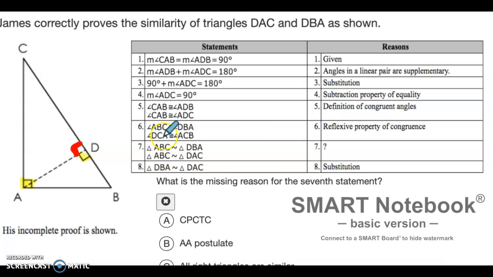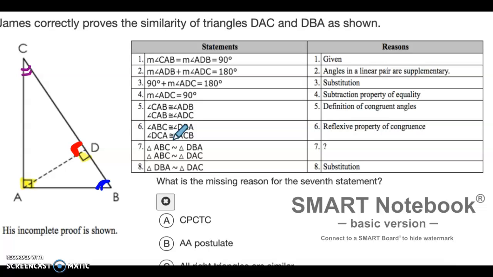Next, we use the reflexive property to say that angle ABC, so angle ABC down here, is congruent to angle DBA, which is also right here. So that's just saying that, hey, this angle is congruent to itself. Same thing here, oops, sorry, I skipped a step, angle DCA, so DCA, this angle right here, is congruent to angle ACB. So again, that's just naming the angle two different ways. It's saying that angle is congruent to itself.